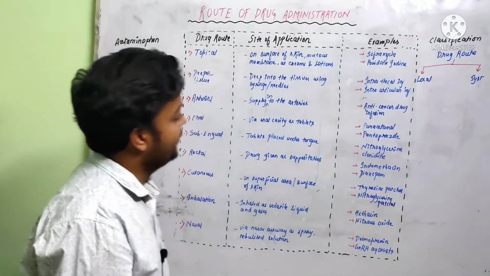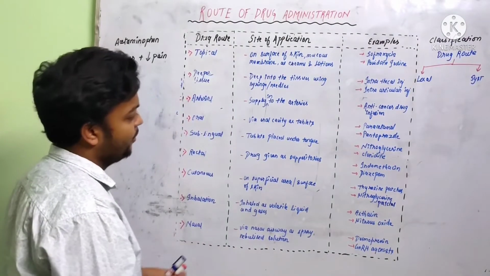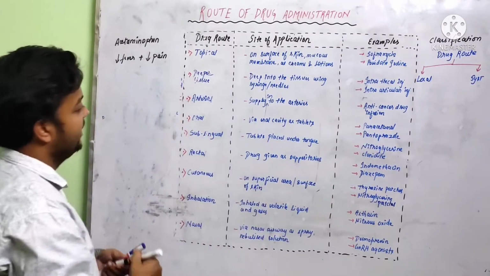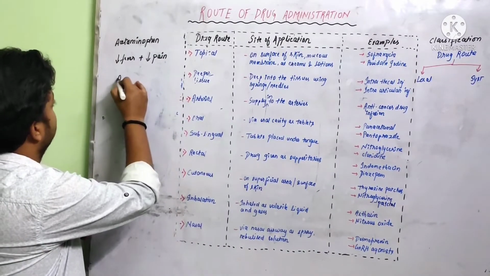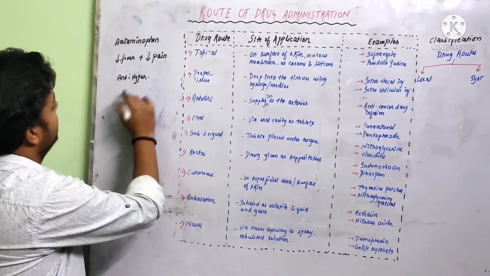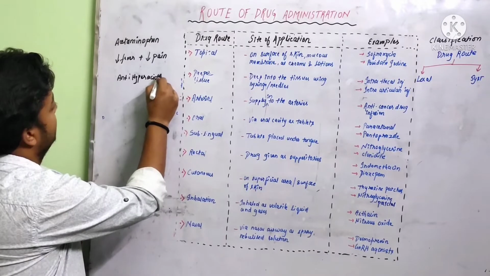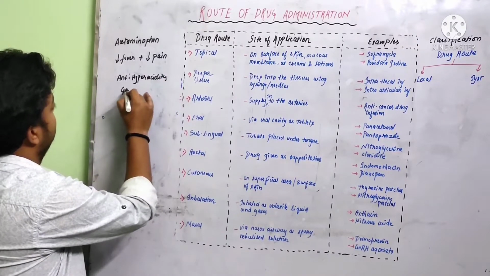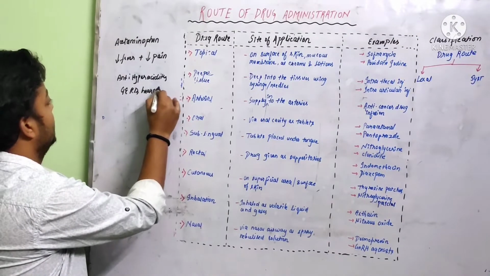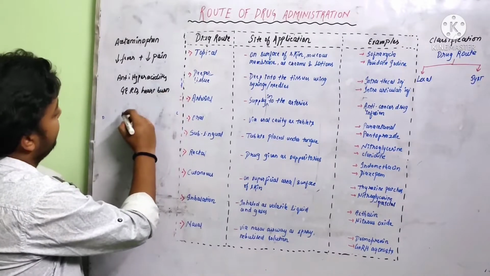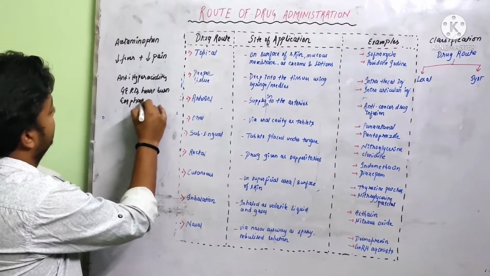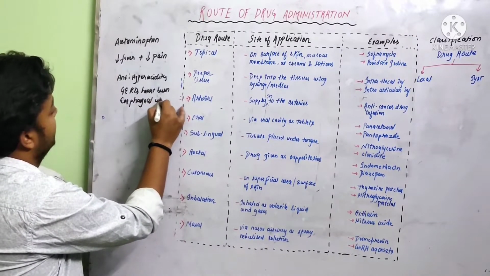Okay. Next we have pantoprazole. Pantoprazole is an anti-hyperacidity drug. Let's write it down. It is an anti-hyperacidity drug. That means it is used in treatment of GERD, heartburn, and esophageal ulcerations.